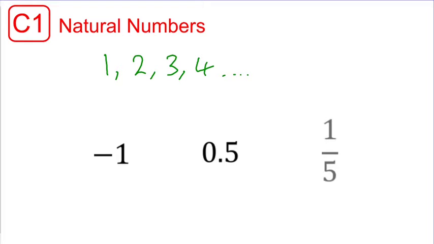In this unit, we'll only be working with the natural numbers, the whole numbers greater than 0 that we count with. For example, 1, 2, 3, 4 and so on. That means that in this unit we won't be working with negative numbers, we won't be working with decimals, and we won't be working with fractions.